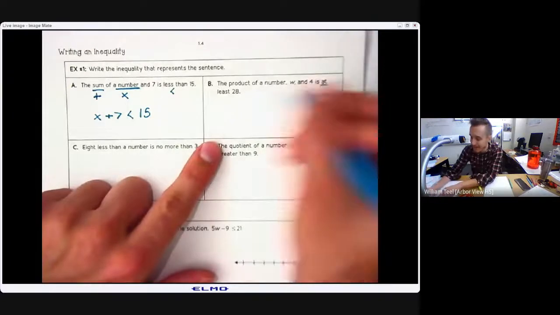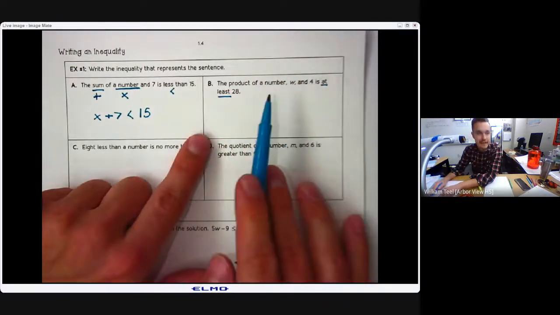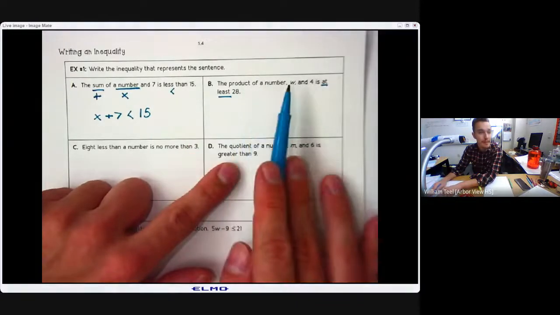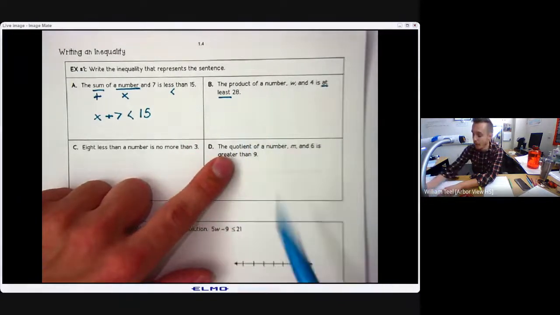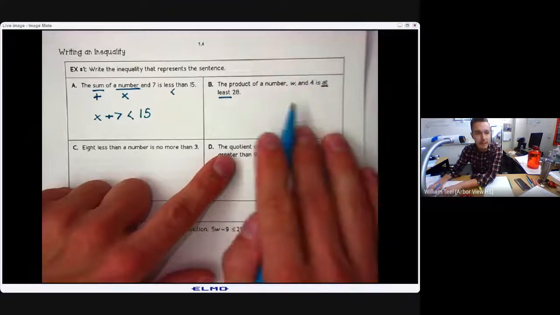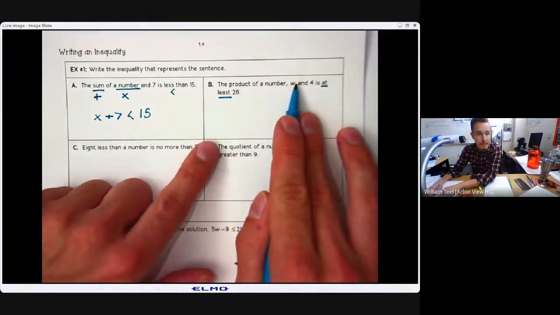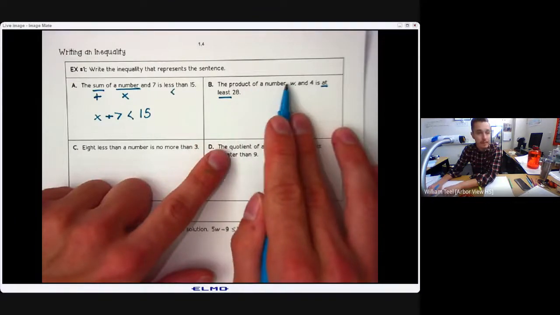I want you to think about what this means. Okay, we're going to think about that for a second, but let's do the other stuff first. The product of a number w and 4. Since we have the commas here with the w, that implies that the number we're talking about is going to be the variable w, and we're looking at the product of w and 4.